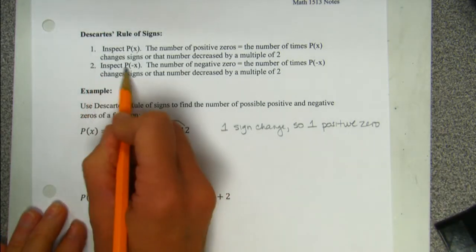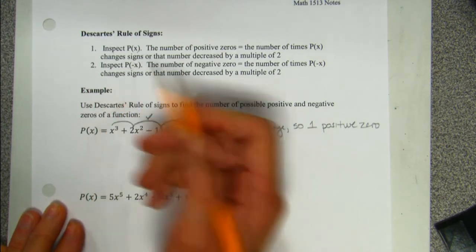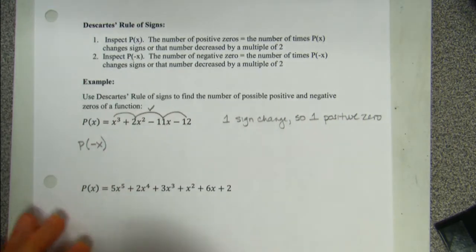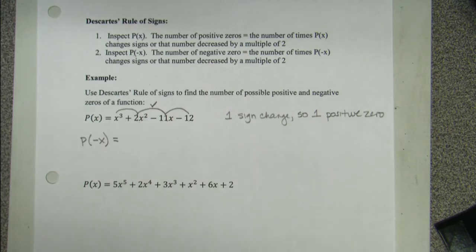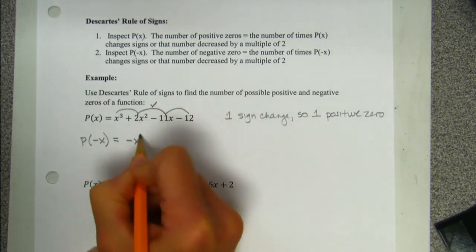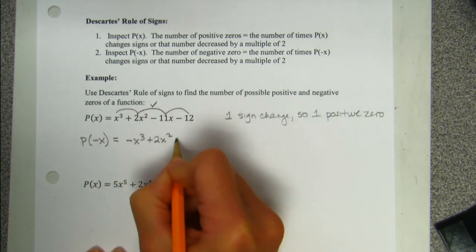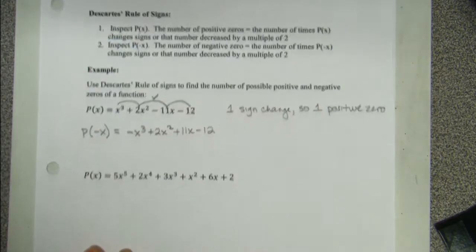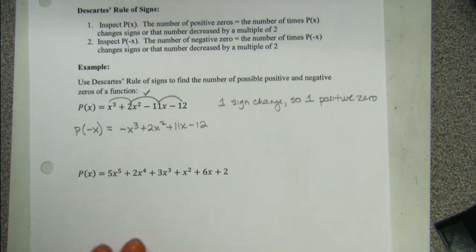All right, this second part of Descartes' rule of signs tells you to inspect p of negative x. We just did this problem. I think this is the one we did on the previous page. And we got negative x to the third plus 2x squared plus 11x minus 12. All right, let's count sign changes.